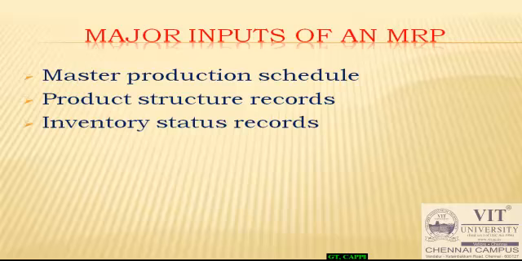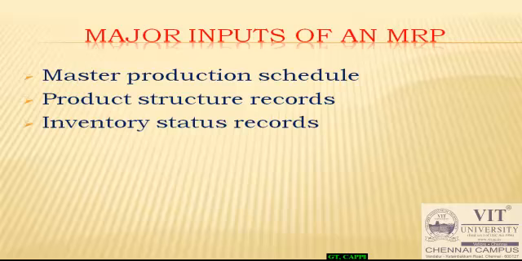And also product structure records, that is called the bill of materials. Okay, so how many materials are required to manufacture all the components of that particular item, that will be given by the product structure records, that is called the bill of material. So based on that also you need to calculate MRP. So that is also another important input.